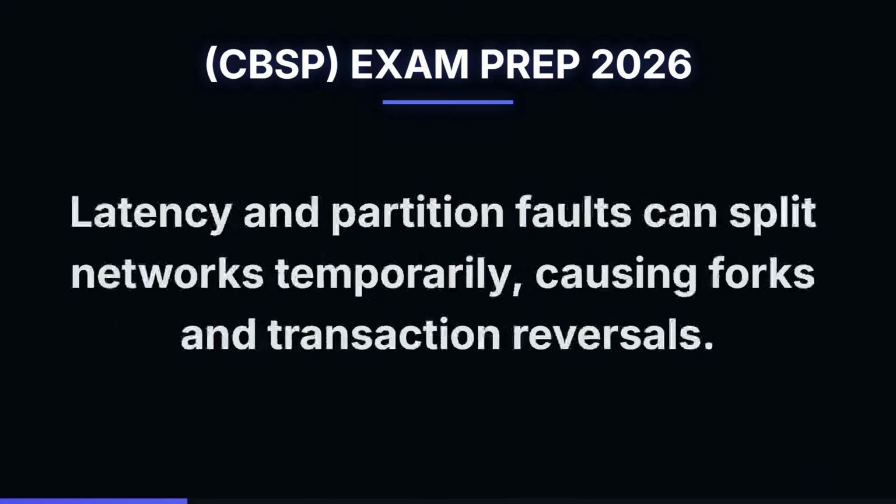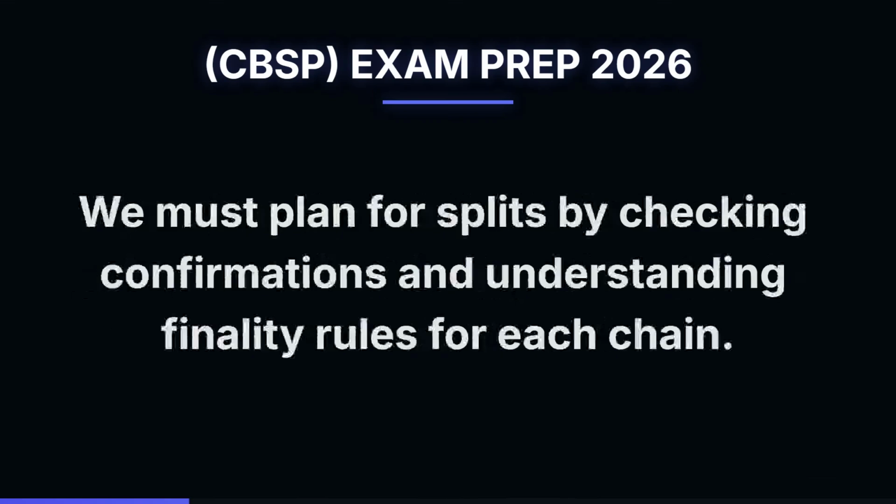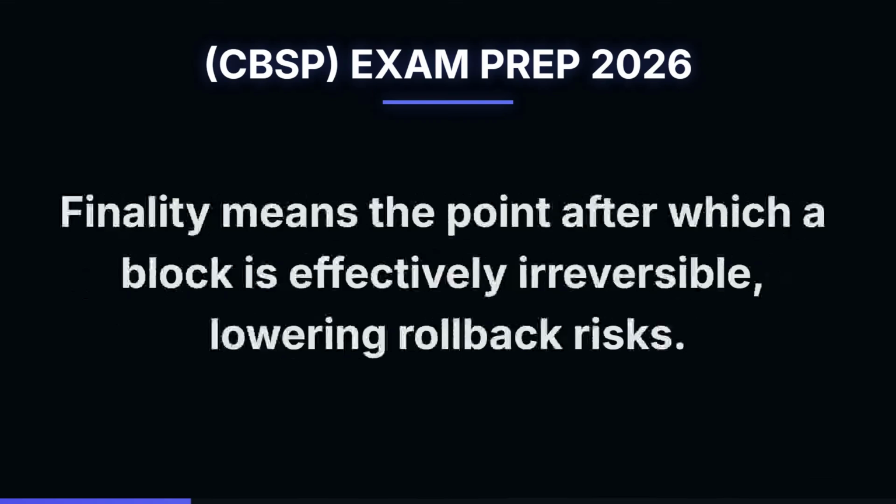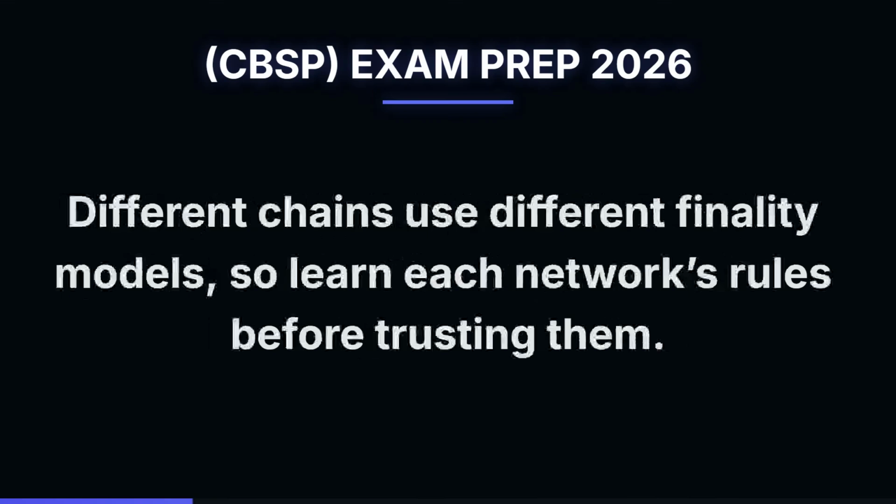Latency and partition faults can split networks temporarily, causing forks and transaction reversals. We must plan for splits by checking confirmations and understanding finality rules for each chain. Finality means the point after which a block is effectively irreversible, lowering rollback risks. Different chains use different finality models, so learn each network's rules before trusting them.